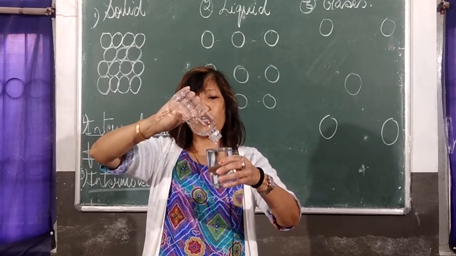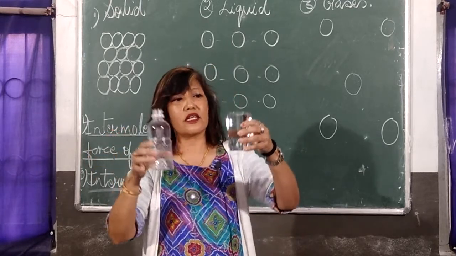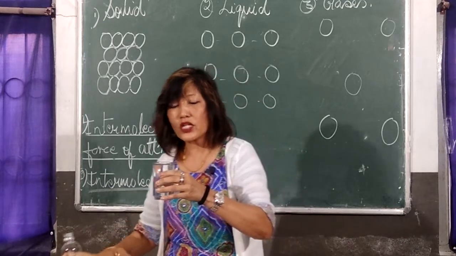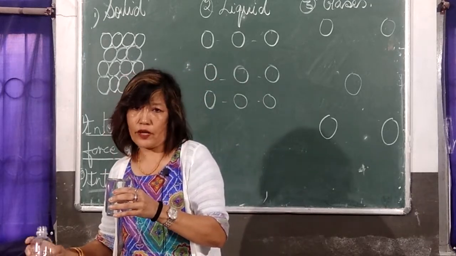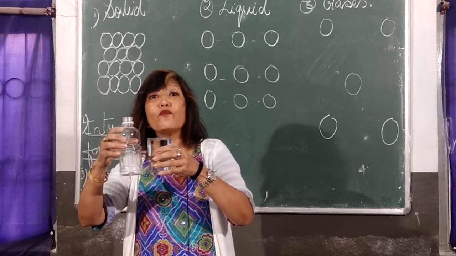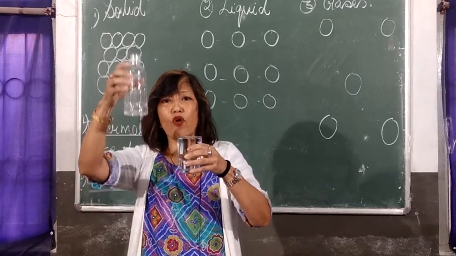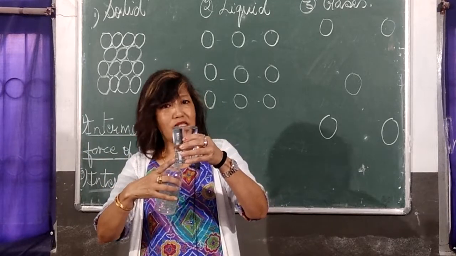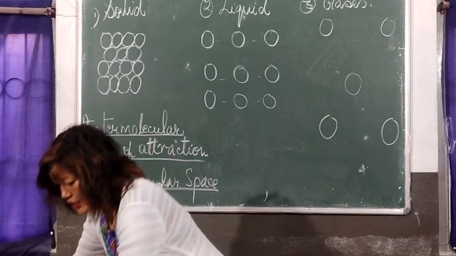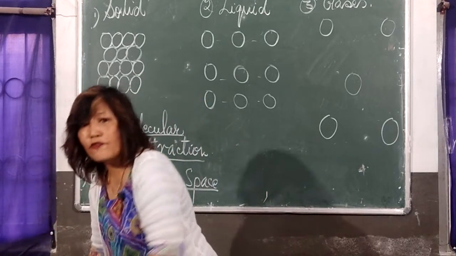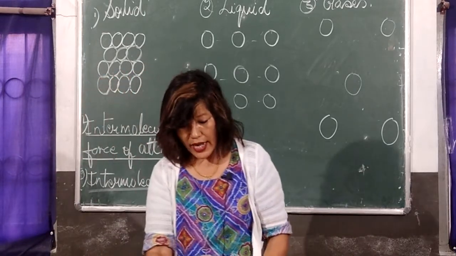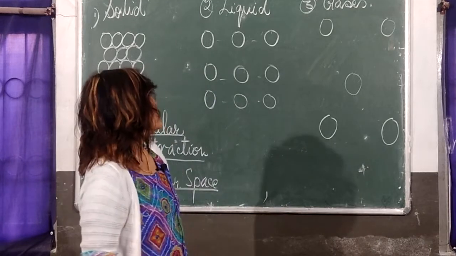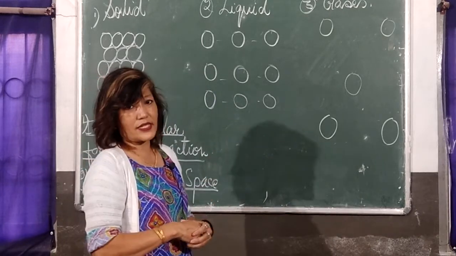See, the same water which was in the bottle has taken the shape of the glass, which means water does not have a fixed shape. But the volume is the same. Whatever the amount of water in the bottle, I pour it in the glass, the volume is the same. So that's why liquids have a fixed volume, but they do not have a fixed shape. Right? Then the next one is gases.